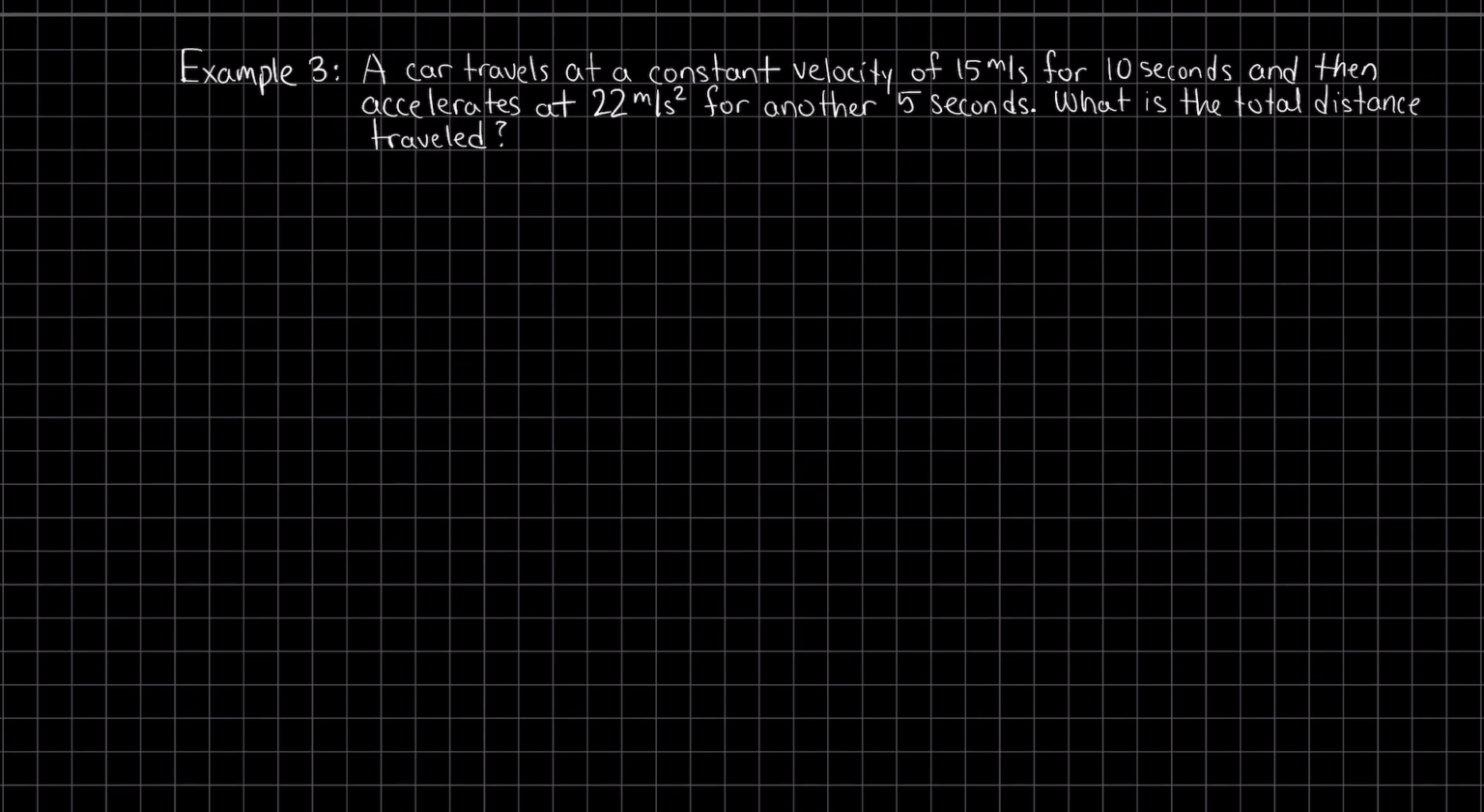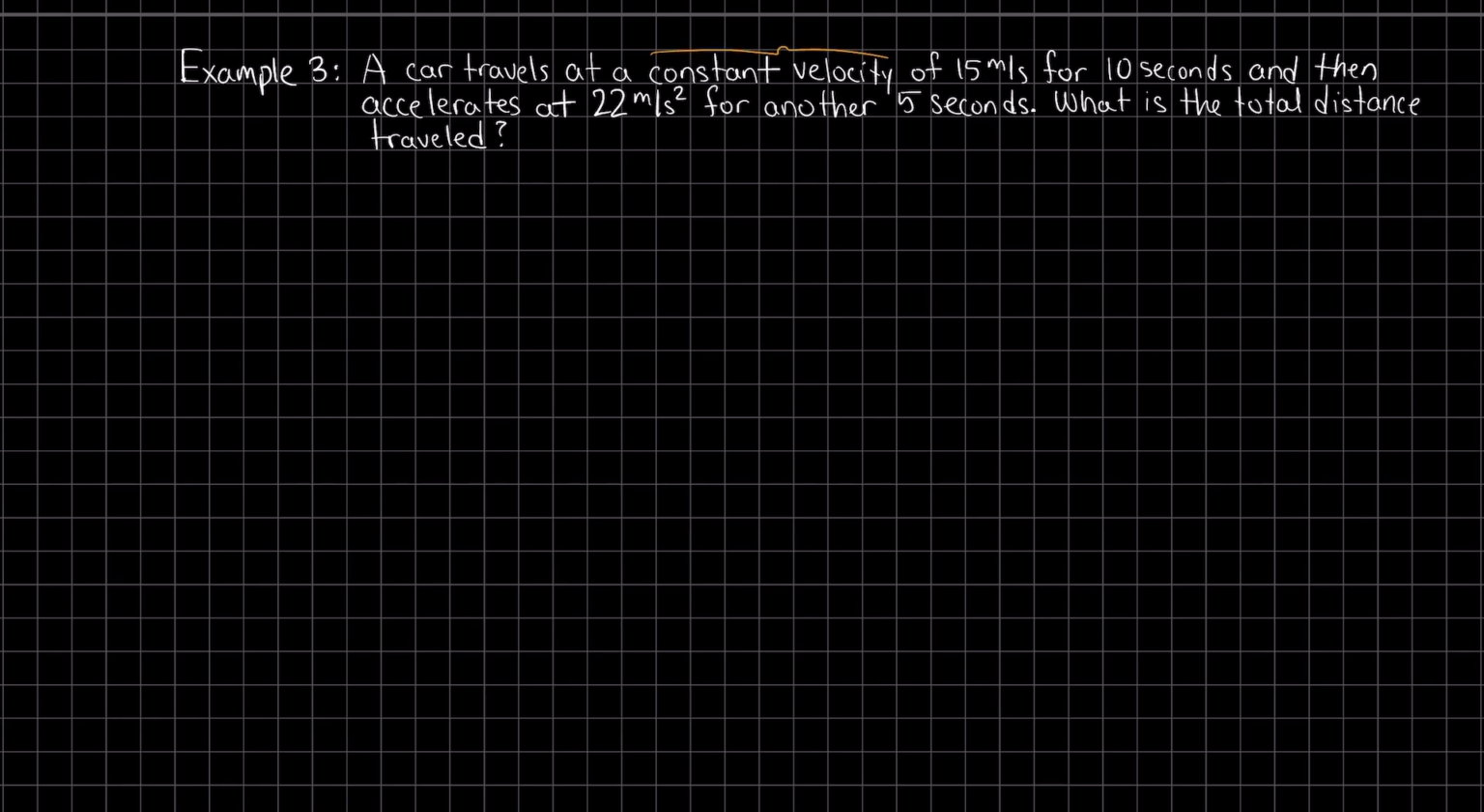So example 3 reads, a car travels at a constant velocity of 15 meters per second for 10 seconds, and then accelerates at 22 meters per second squared for another 5 seconds. What is the total distance traveled? Now, things just got a little bit complicated because for the first part of the motion, this object is moving at a constant velocity. So if my object's moving at a constant velocity, then the constant acceleration equations do not apply.